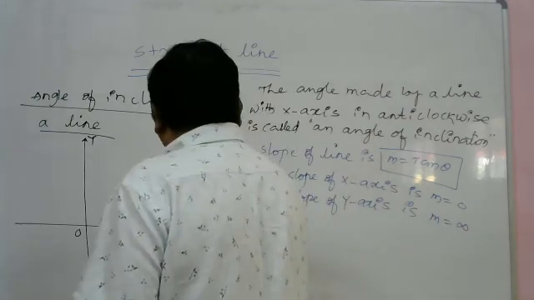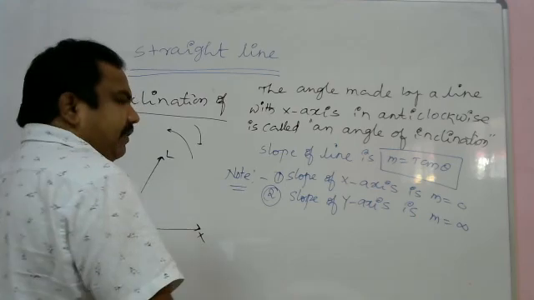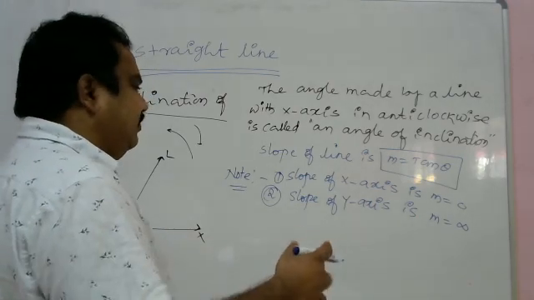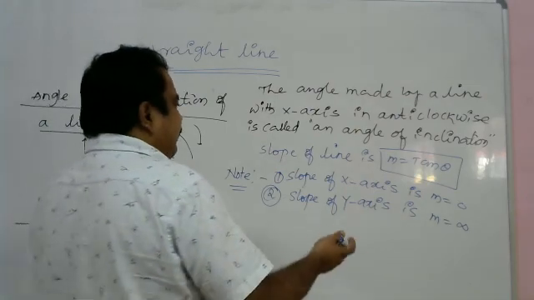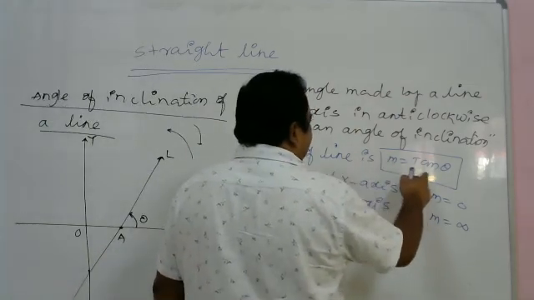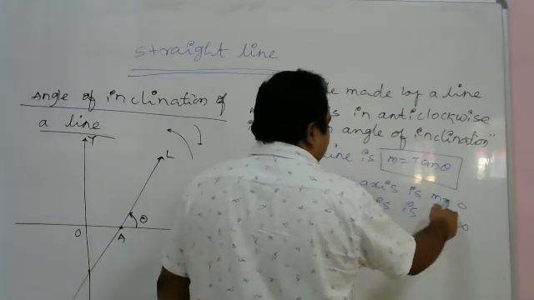How we will get this one? M equal to tan theta. Slope of x-axis means x-axis is making itself the angle. Itself the angle will be 0. So m equal to tan 0. So tan 0 is 0. Therefore the slope of x-axis is 0.